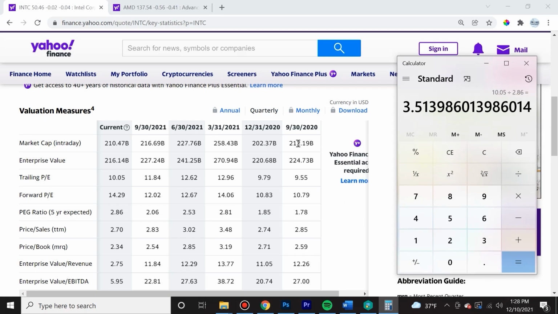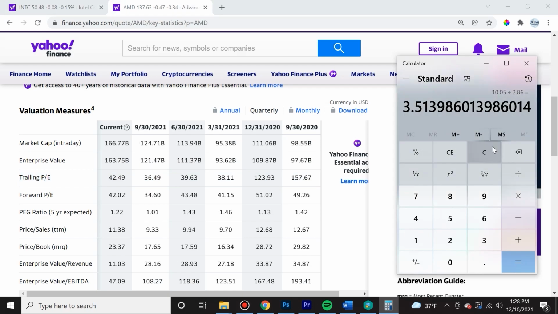I don't necessarily believe this. I think that Intel is working on controlling its supply chain. I think it's expanding. It's going to see a much bigger growth rate than 3.5%. But this is what is projected for 5-year earnings per share growth. So let's remember 3.5% for Intel.